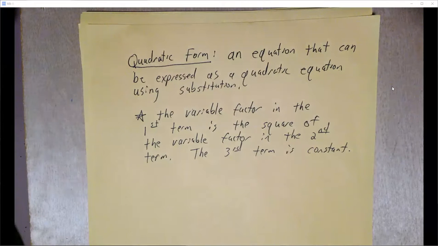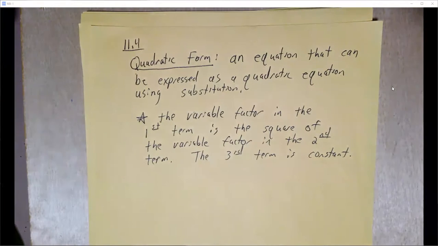Okay, so this is going to be kind of a mini lesson on section 11.4, which has to do with equations in quadratic form. Quadratic form is an equation that can be expressed as a quadratic equation if we use substitution. I'm going to give you several examples to show you what I'm talking about. The idea is the variable factor in the first term is the square of the variable factor in the second term, and the third term is constant.